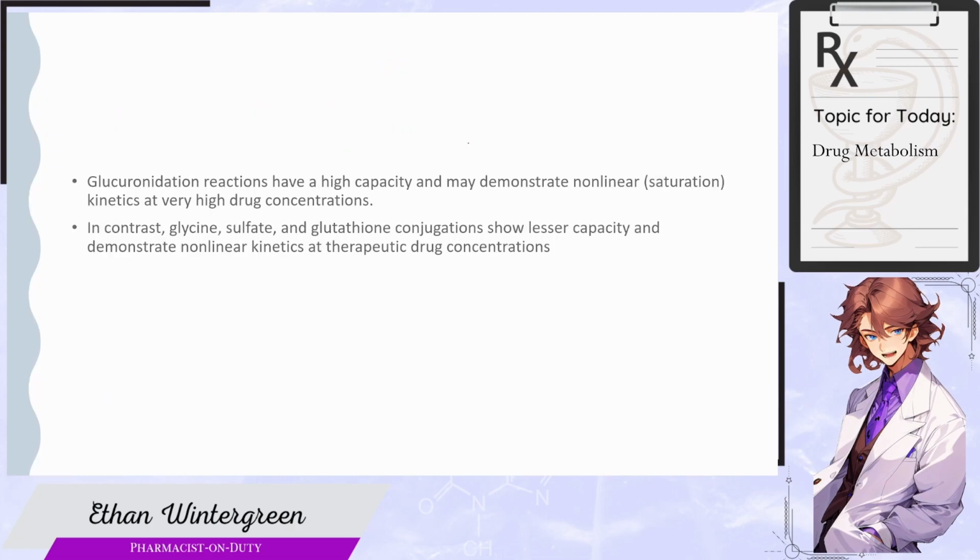So glucuronidation reactions have a high capacity and may demonstrate nonlinear kinetics at very high drug concentrations. In contrast, glycine, sulfate, and glutathione conjugations have lesser capacity and demonstrate nonlinear kinetics at therapeutic drug concentrations. So these are things you need to consider when dosing.